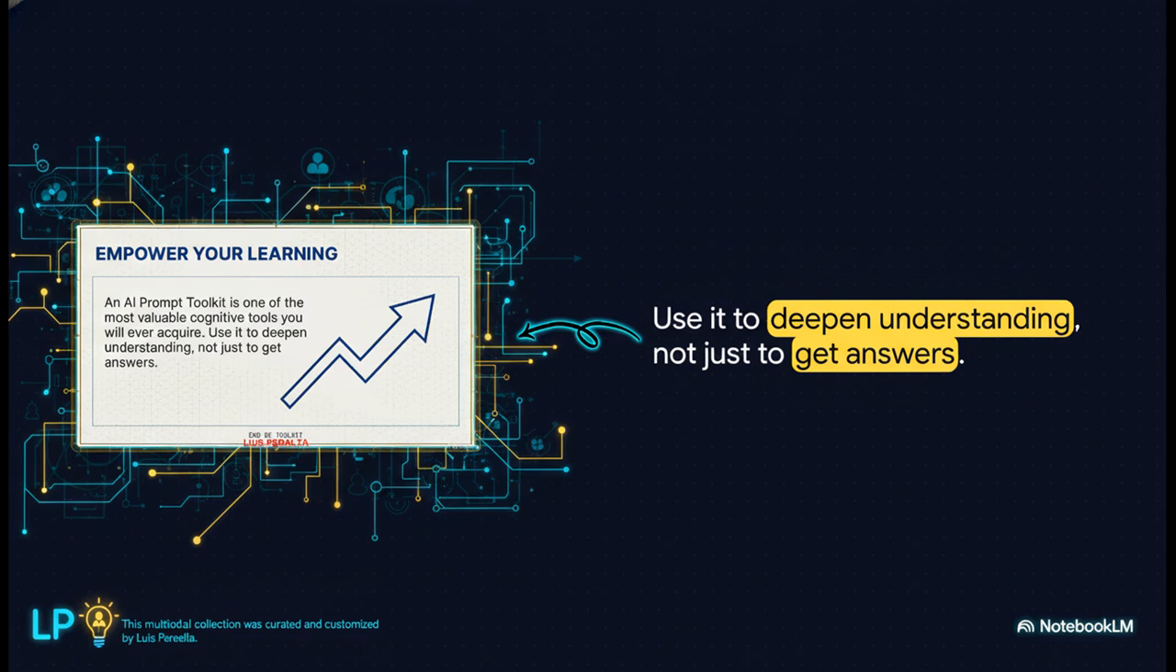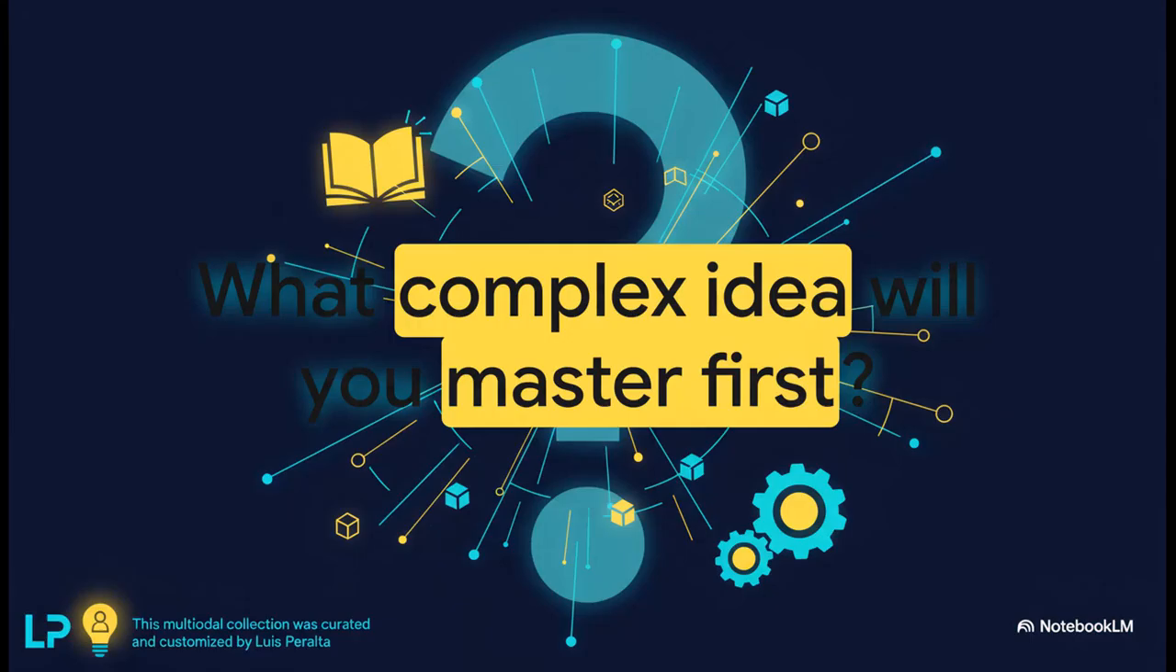Because ultimately, this AI prompt toolkit isn't about getting quick answers or having a machine do your work. It goes right back to that first idea. It's a cognitive tool. Using this framework actually forces you to think more clearly about what you're trying to learn. It deepens your own understanding before the AI even writes a single word. So the framework is yours now. The tools are in your hands. The only question left is, what's that one complex idea you're going to go and master first?